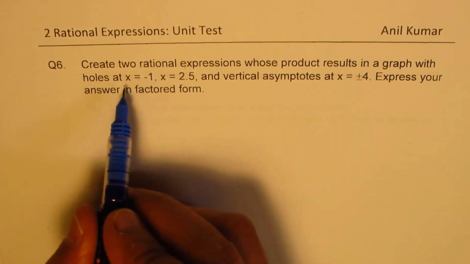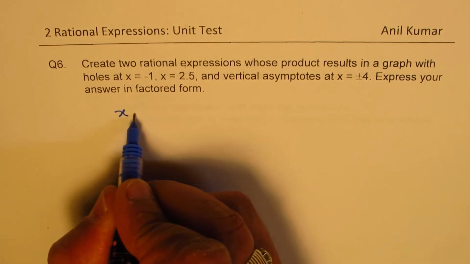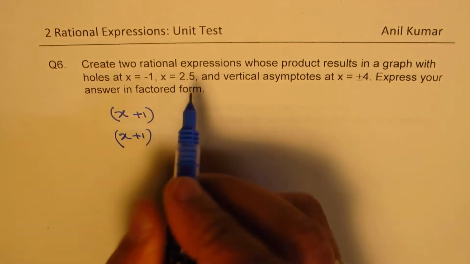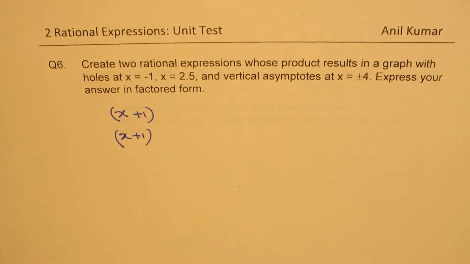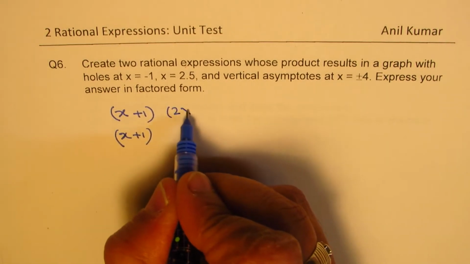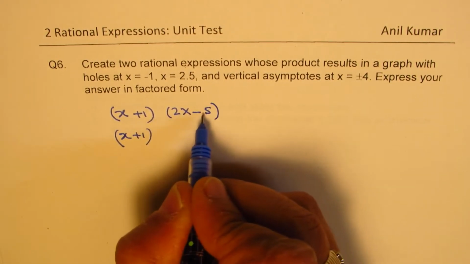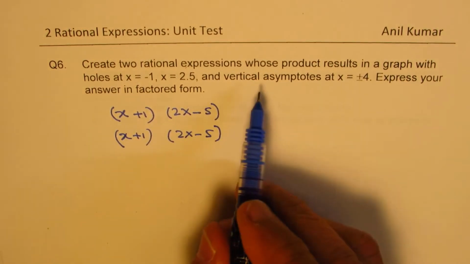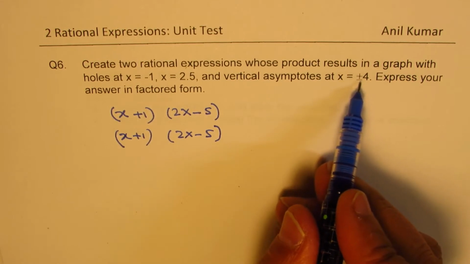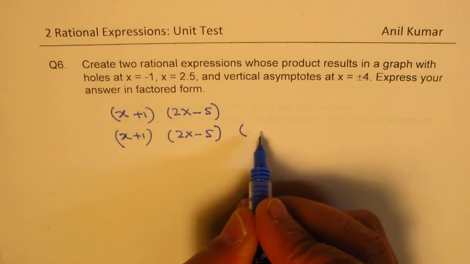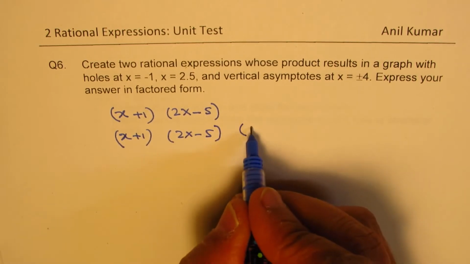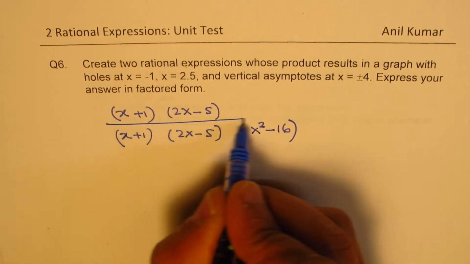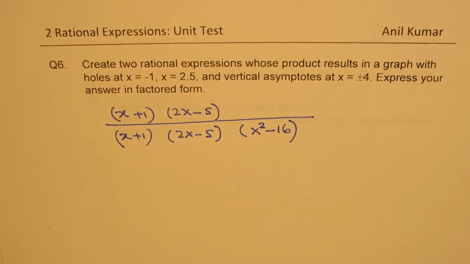The graph has a hole at x equals minus 1. That means we have a factor x plus 1 in the numerator and x plus 1 in the denominator also. For 2.5, we have 2x minus 5, which will give me 2.5, and 2x minus 5 in the denominator also. Vertical asymptotes at x equals plus or minus 4 means here we have (x plus 4)(x minus 4), or you can say x squared minus 16. So something like this can give you a combination.